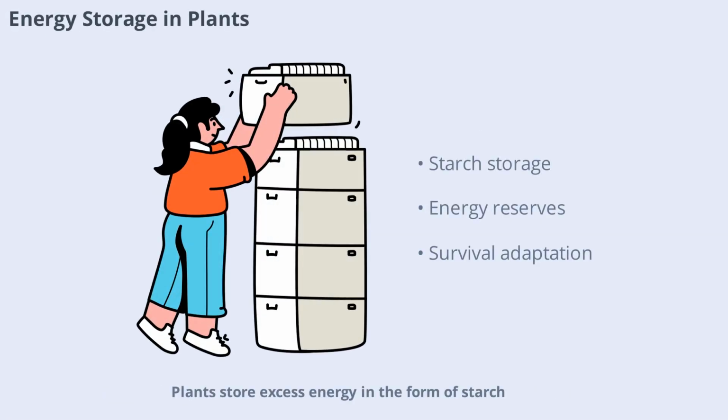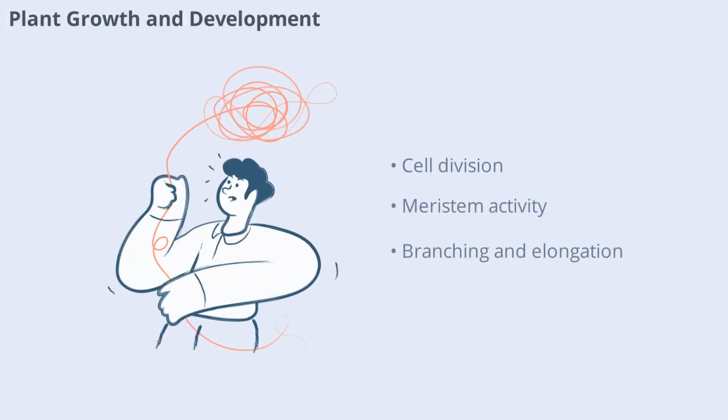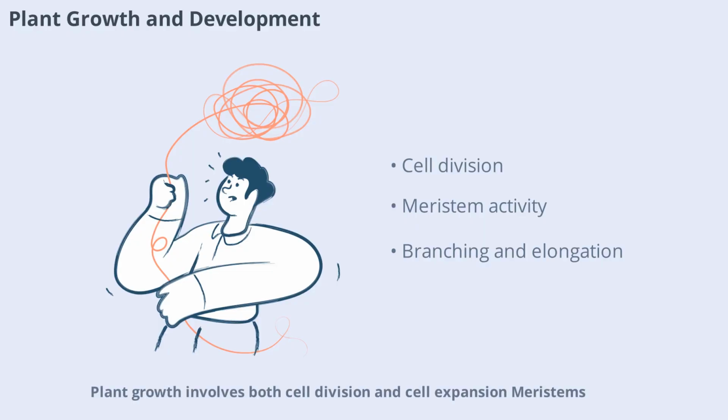Plants store excess energy in the form of starch, which can be broken down and used when needed. Storage organs like tubers, bulbs, and seeds are packed with starch and other reserves, ensuring the plant's survival during periods of low light or dormancy. Plant growth involves both cell division and cell expansion.